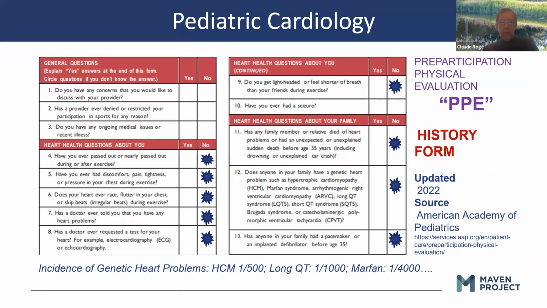So let's go over some of the details. You see in the history form, I marked here with stars, the questions that really are there to make sure we are not missing a heart condition that could be a risk for the patient. And these are questions that are very important and that you need to ask when people have symptoms as well. Because again, have you ever passed out or nearly passed out during or after exercise? So syncope, if someone is fainting, you always ask, when does that happen?